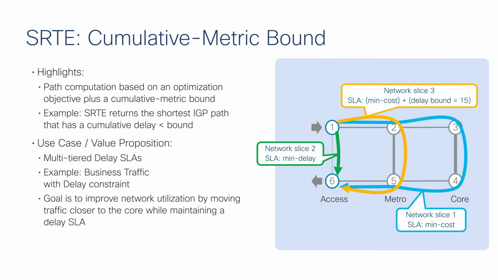And why is this important? Well, it allows the service provider to offer a multi-tier delay SLA offering, for example. For example, a business traffic may have a delay constraint. It's important to see that not all the traffic needs to have the absolute minimum delay. Some traffic may have a delay constraint that we do not want to exceed.